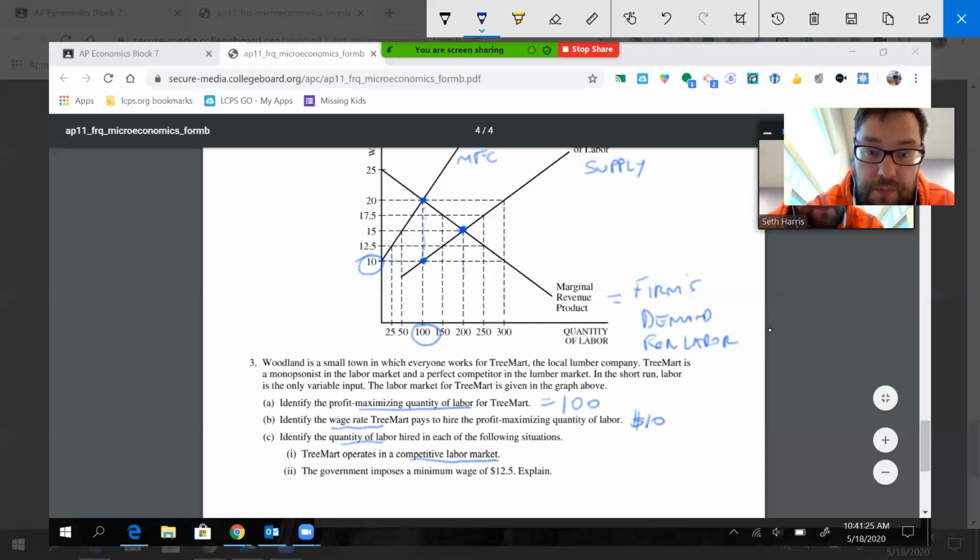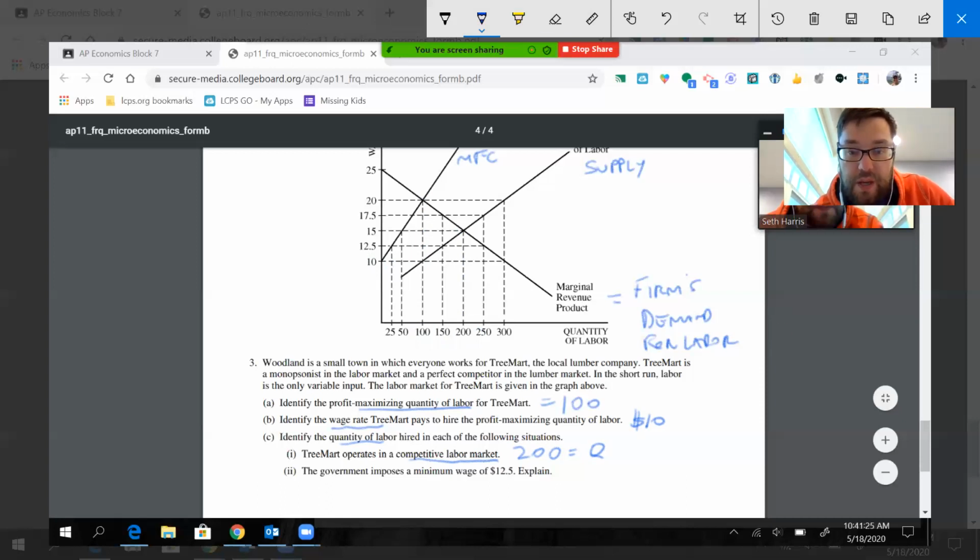And we come down here, and the quantity would be, in this case, 200. So you see, if they're the only employer in town, they hire a lesser quantity and pay a lower wage rate than if they had to compete to get workers. They would offer a higher price and be at a higher quantity. All right, so I'm going to erase some of these points just so we can clear this up. Okay, let's go to part 2 of part C.